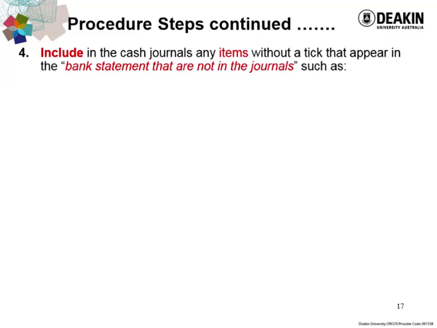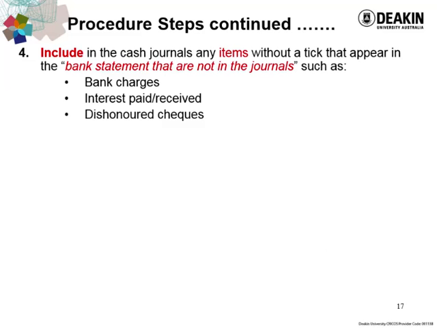In step 4, we need to update our cash receipt and cash payment journals for items that appear on the bank statement but not yet recorded by the company. So this can include bank charges, interest paid or received, and dishonored checks.